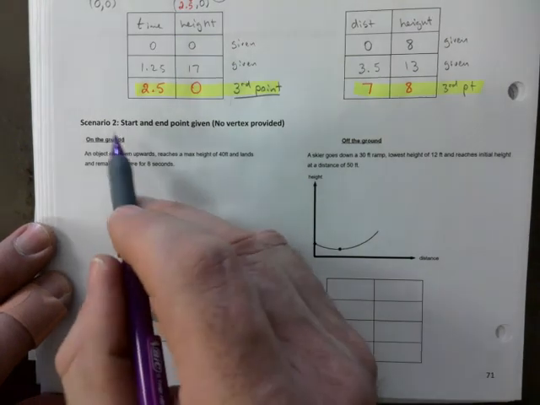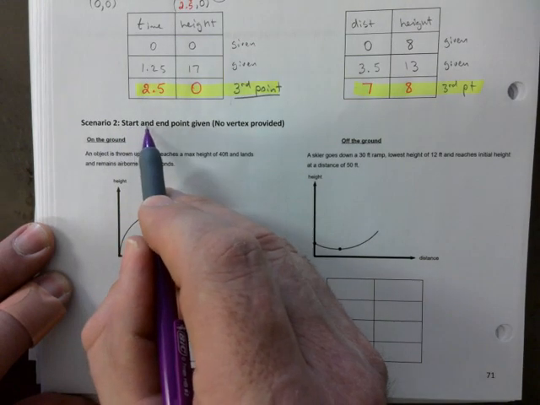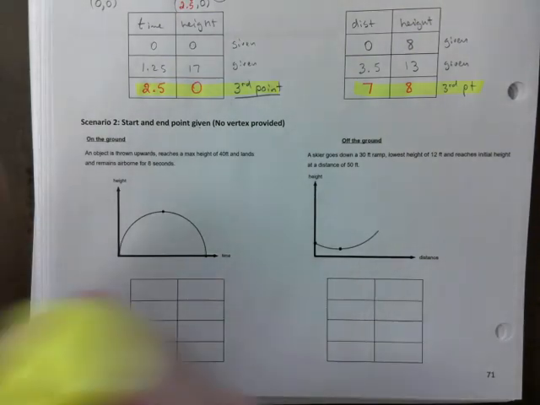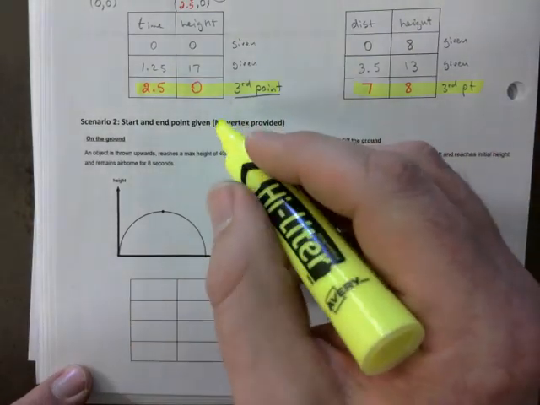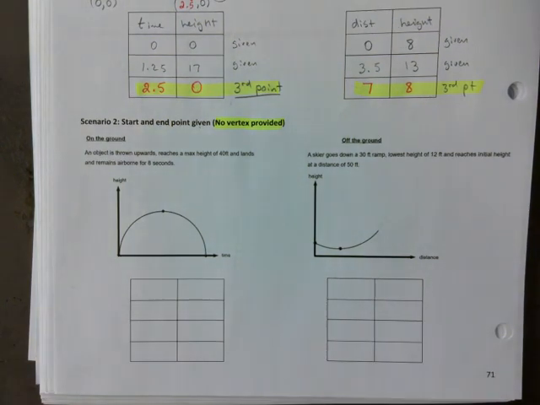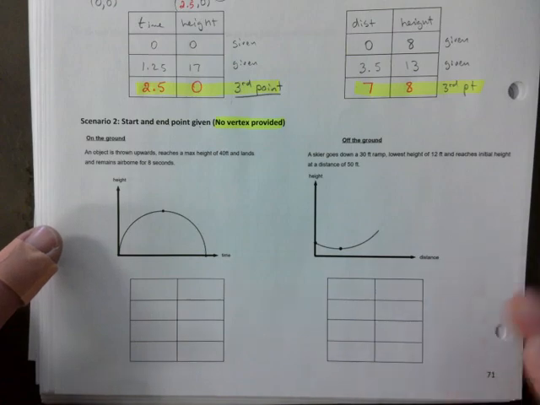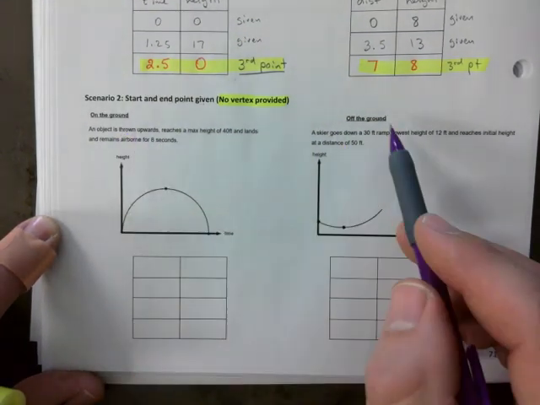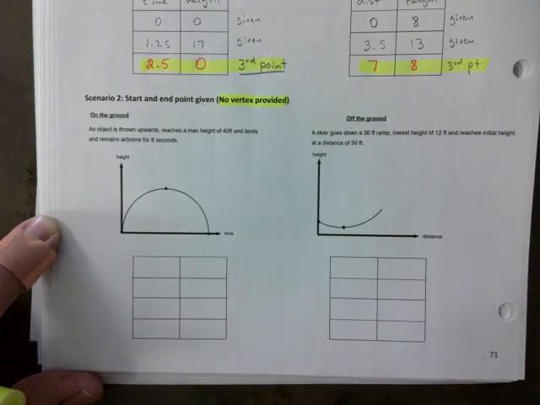Okay, let's do this. Scenario 2, start and end point are given, but no vertex provided. You see that? No vertex provided. So you're going to have to figure that out. So this is starting on the ground and off the ground. I kind of categorize them just like before above.